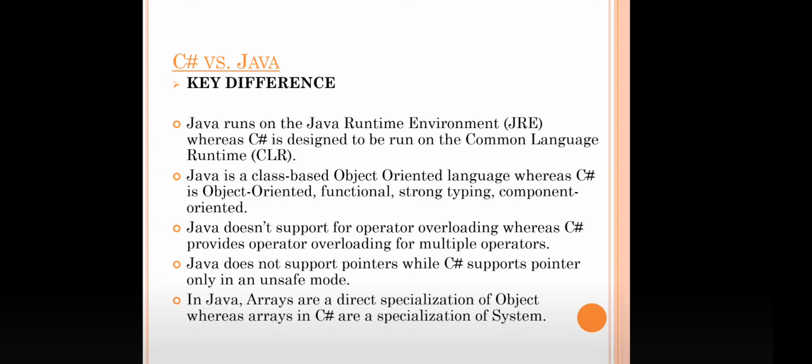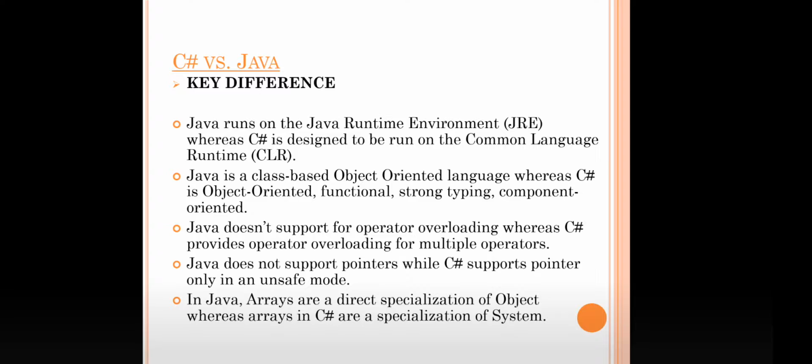Java is based on an object-oriented language, purely object-oriented features, whereas C Sharp has object-oriented functionality, strong typing, and is component-oriented. There are some extra features which are developed here. Java doesn't support operator overloading, whereas C Sharp provides operator overloading for multiple operators. It's a very big feature here.